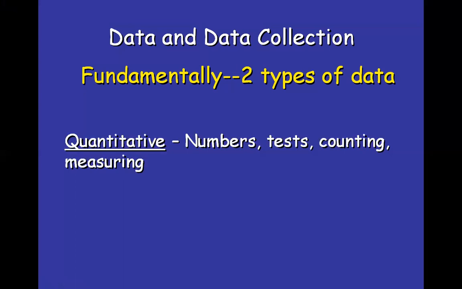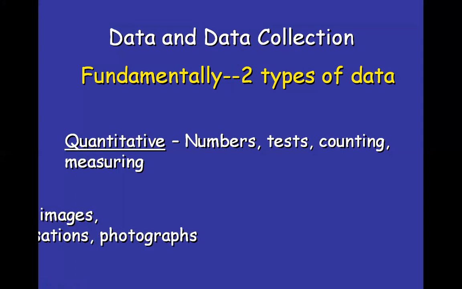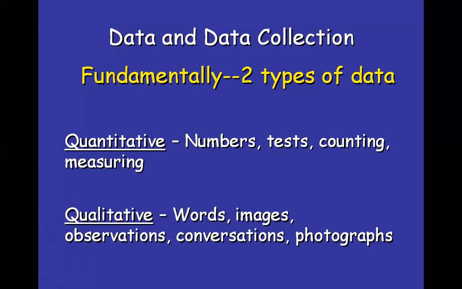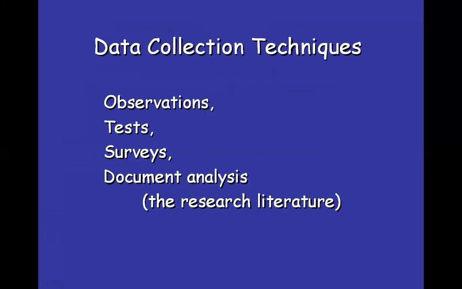Second type is qualitative. Words, images, observations, conversations, photographs. These types of data are known as qualitative data.